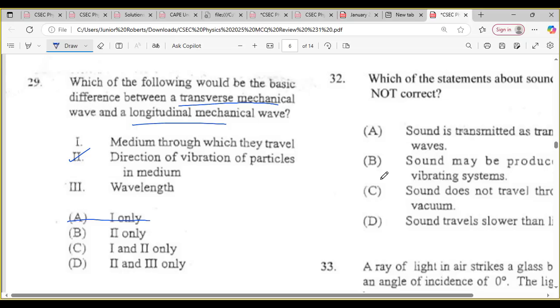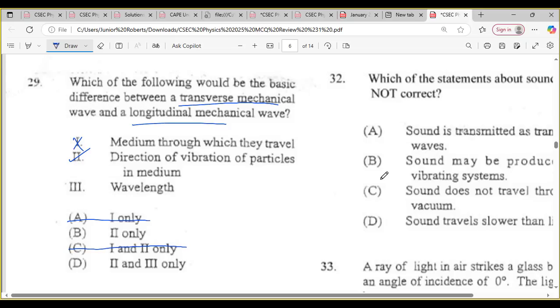So let's see now. Option 1 says the medium through which they travel. So since we're talking about mechanical waves, they will require a medium for propagation. So we cannot use the medium as a means of distinguishing them because they both require a medium. So this is not true. So let's take out this one now, right?